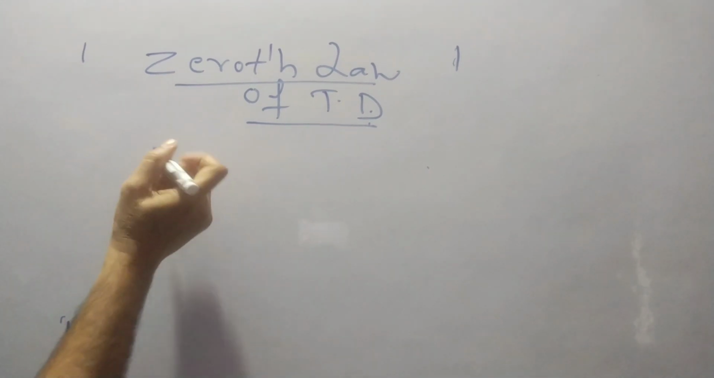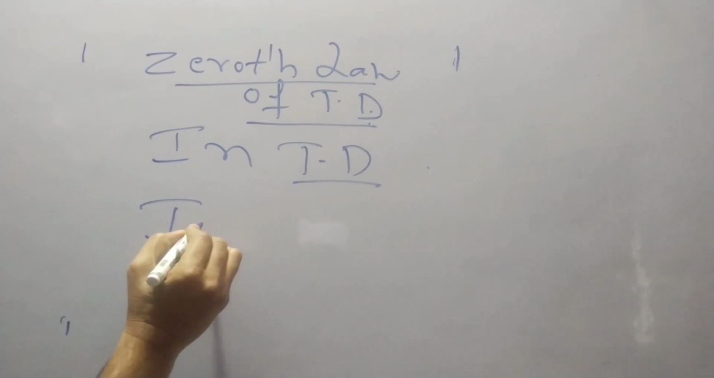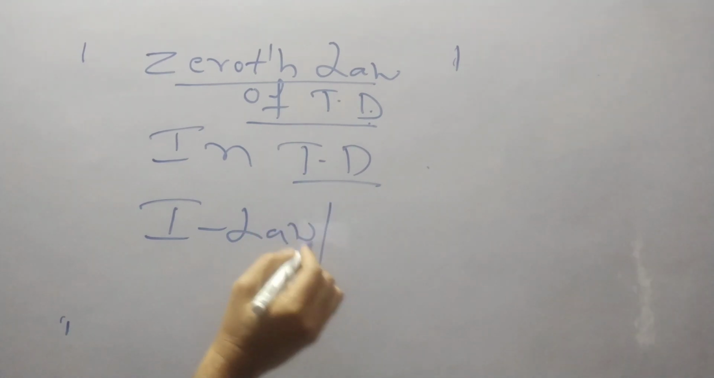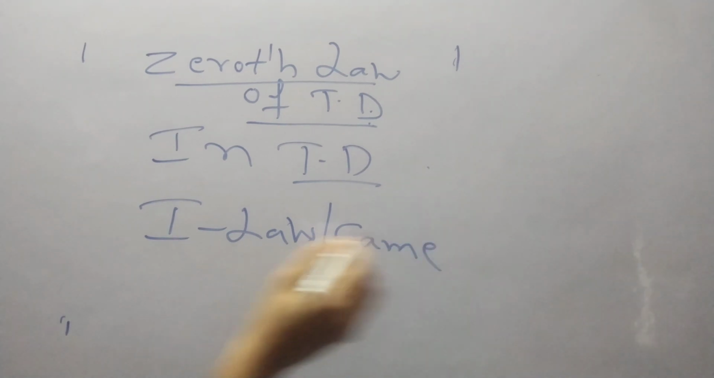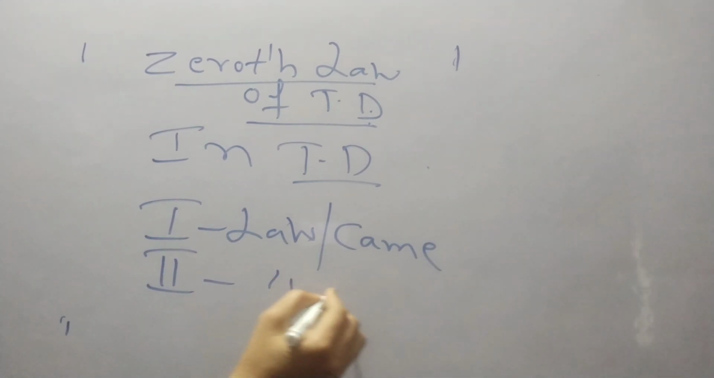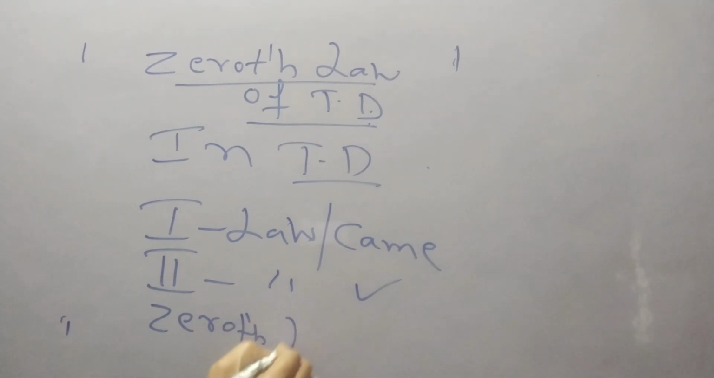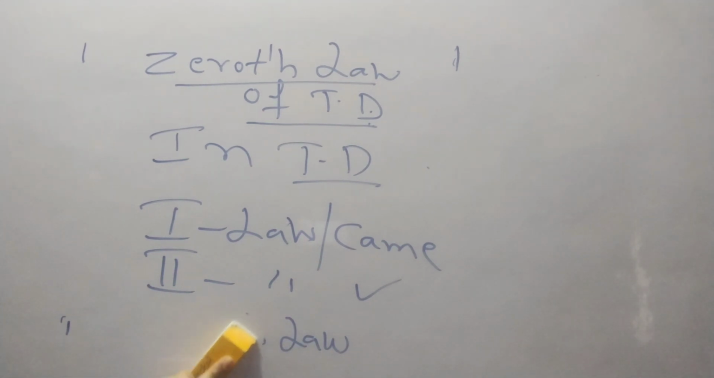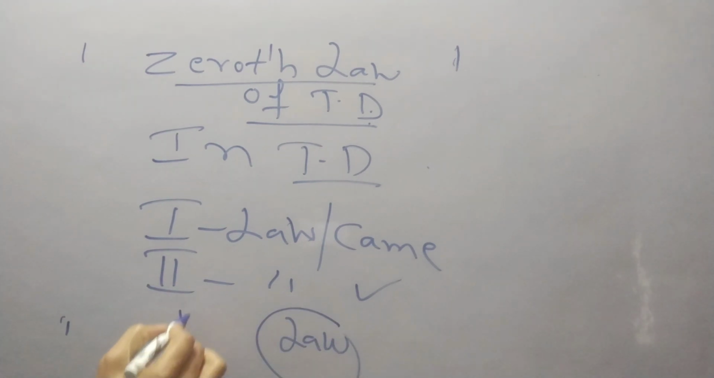Actually, in thermodynamics, the first law was invented. The first law came. After the first law, the second law was invented. Next is the zeroth law. A law was invented after the second one, and a name had to be given for this one. Actually it should have got the name of third law.